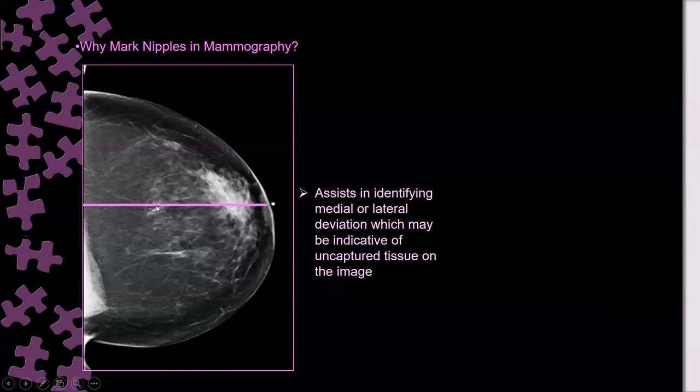And look here. How does the nipple marker help us? We could not see the nipple exactly, but we could see the marker. This is what we call the posterior nipple line. So is it an optimum CC?